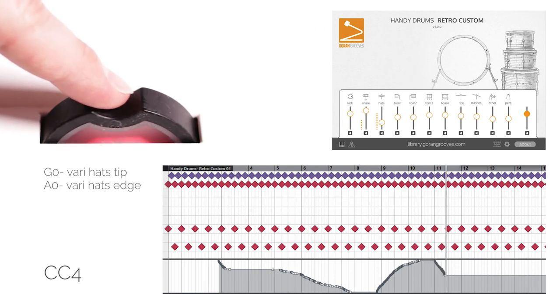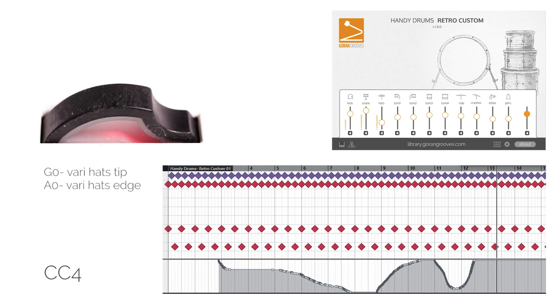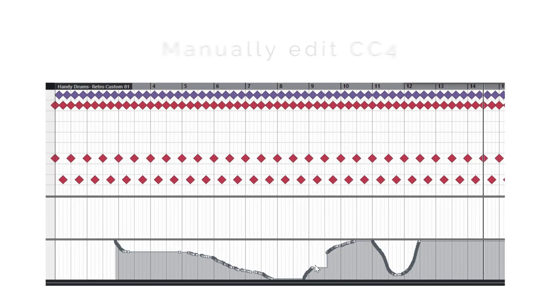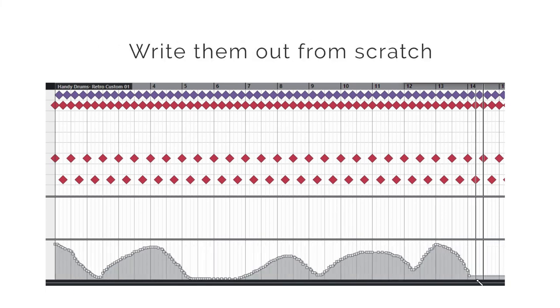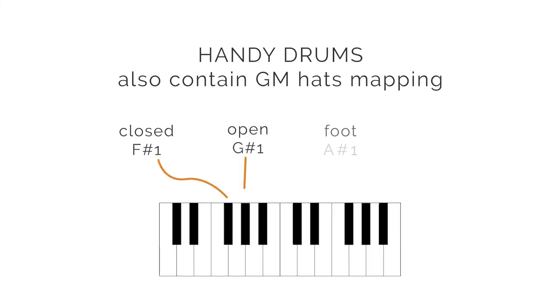As you heard, it is effortless to add subtle variations or drama to existing grooves just by turning the mod wheel. You can always manually add the CC4 curves or write them out from scratch. Handy Drums also contain regular general MIDI hi-hats for better compatibility with standard MIDI drum loops. Isn't that handy?